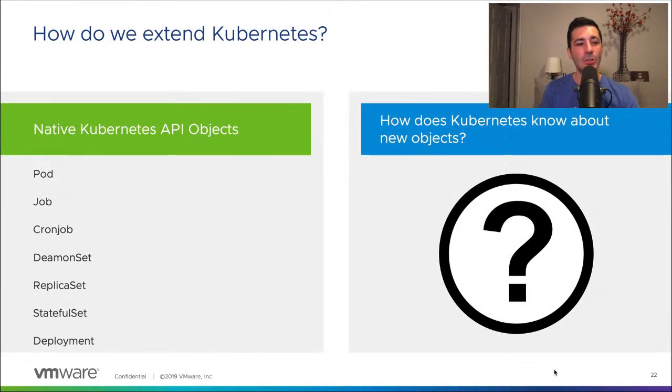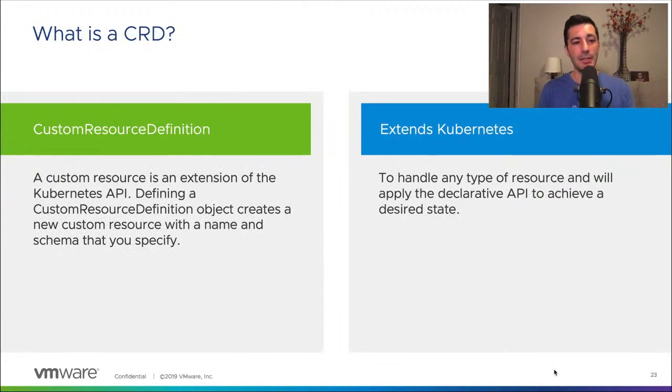Like, how do we extend Kubernetes? Because today, Kubernetes knows about certain objects. It knows what a pod is. It knows what a job is, and all these different things. But how do we make it know about things that haven't been inside of Kubernetes before? And that's where we get into what's a CRD, or a custom resource definition. This is the ability for you to extend Kubernetes to make it learn about things that it didn't know about.